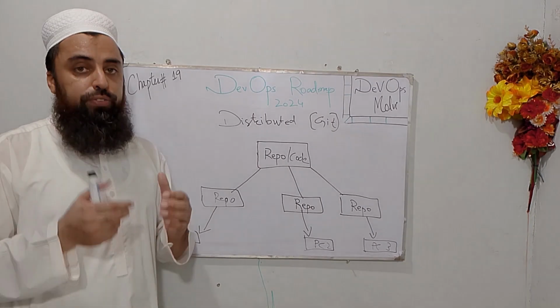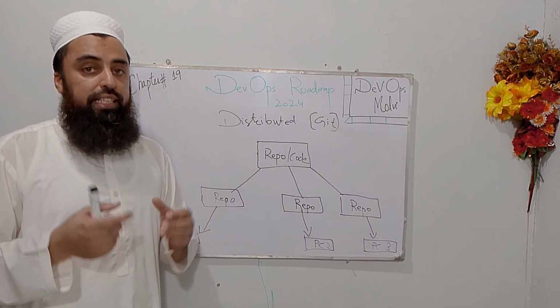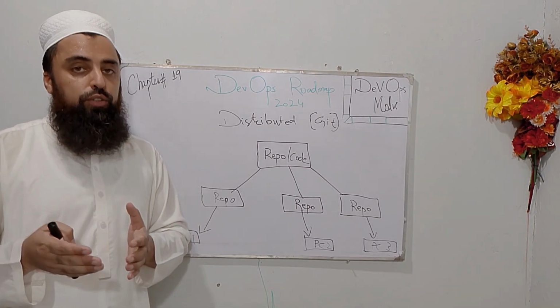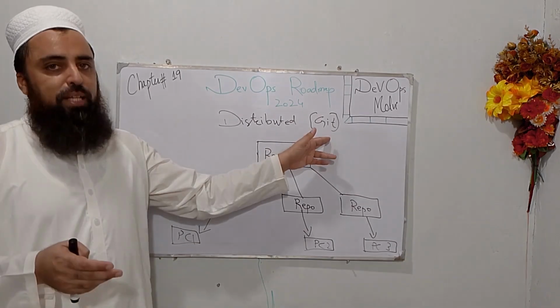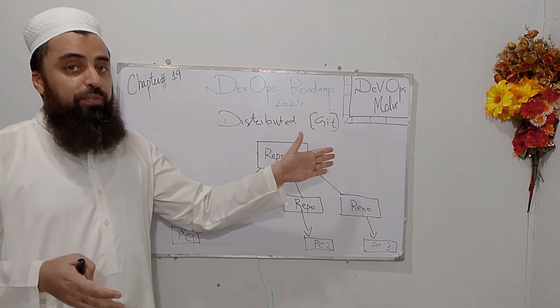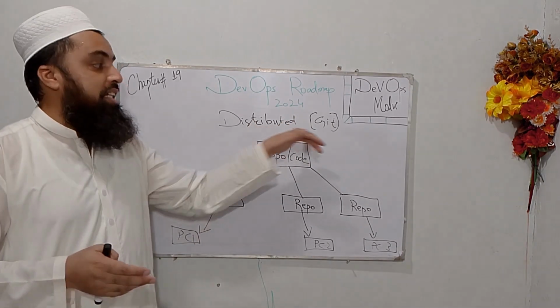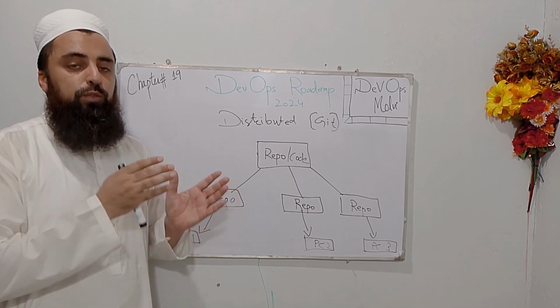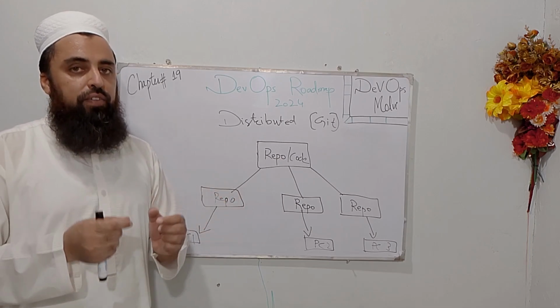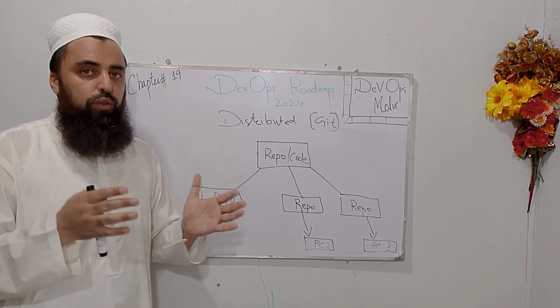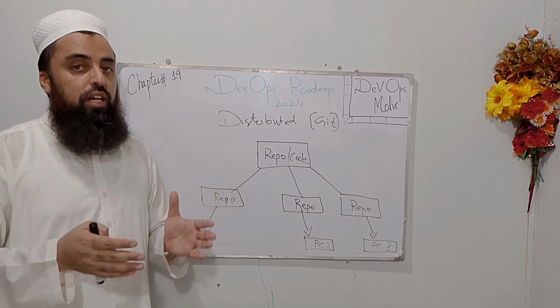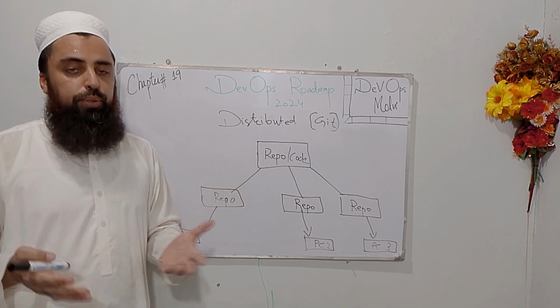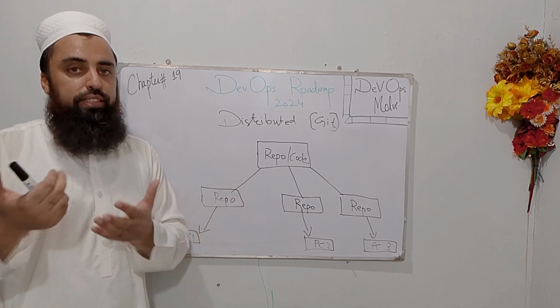The example of centralized version control is SVN, Subversion, and the best example and our favorite version control is Git, which is distributed version control. And using this version control, we can have the full copy or the full code repository on our personal computers, on our PCs, on our desktop systems.